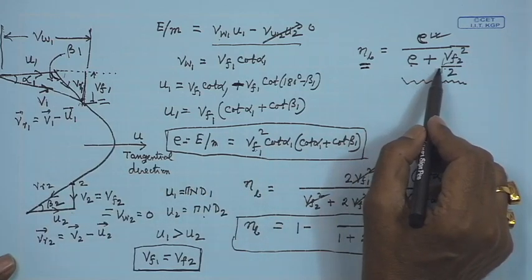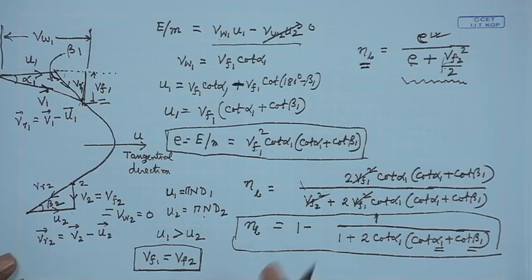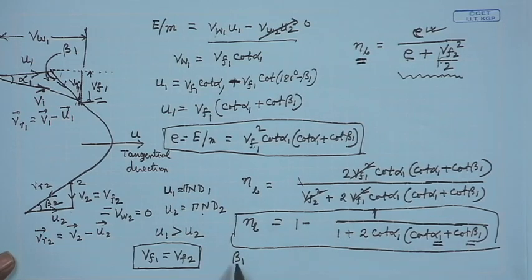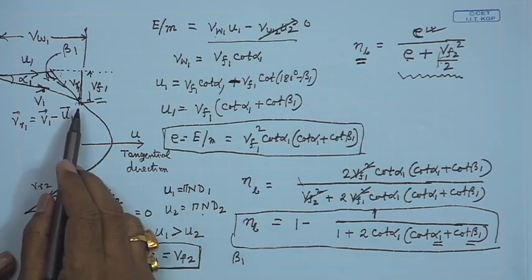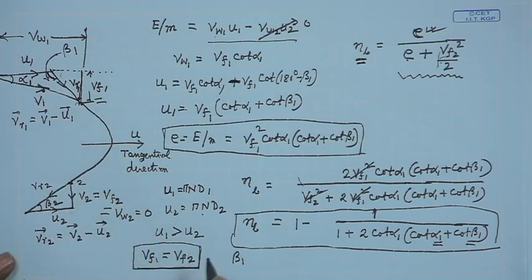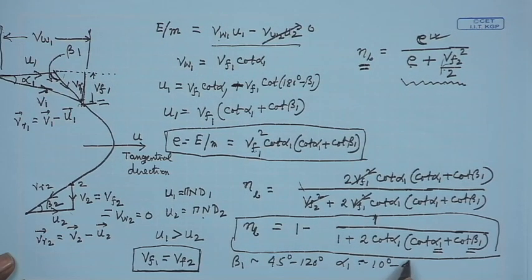Here is only the concept. Afterwards, some trigonometric and algebraic manipulation gives you this value. Now, usually the value of beta 1, that means the angle of the relative velocity at the inlet or the blade angle at the inlet, lies between 45 degree to 120 degree. The value of the guide vane angle is lying between 10 degree to 40 degree.